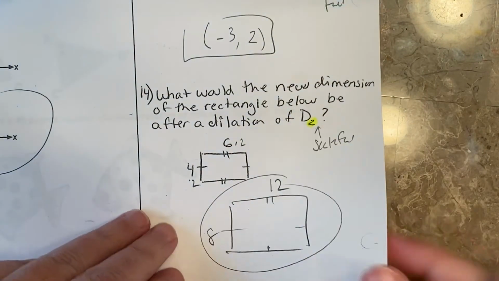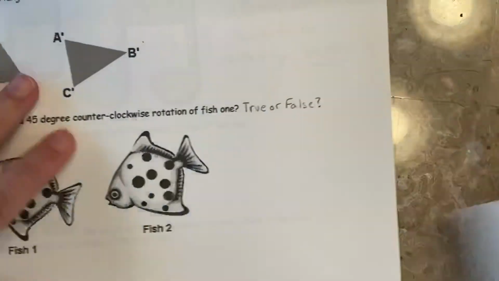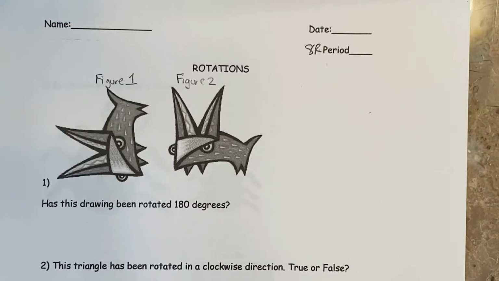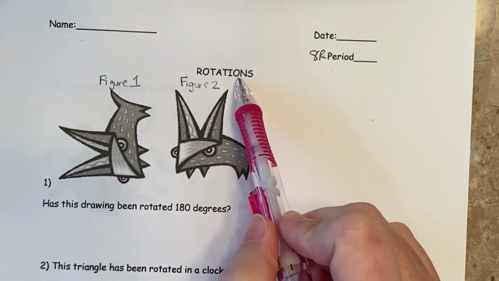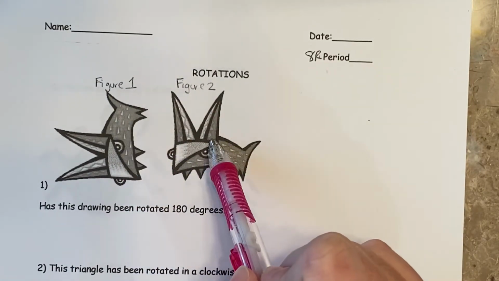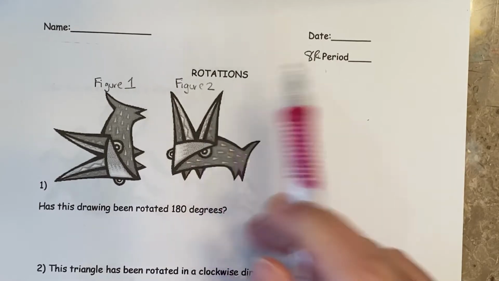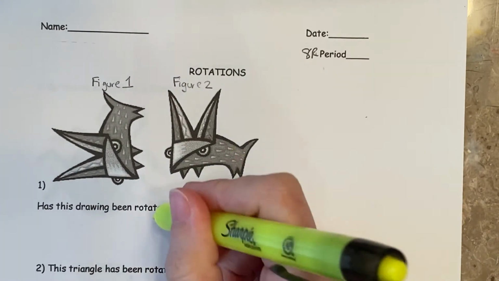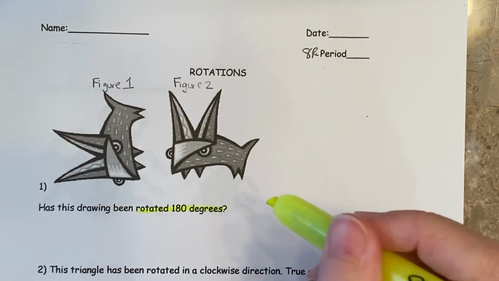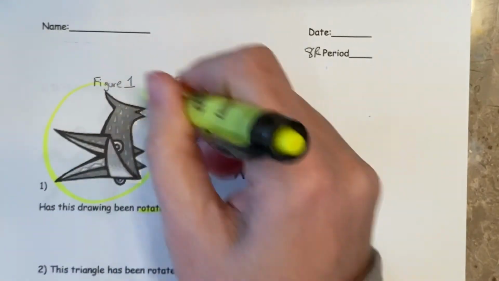Right, next page. So far, so good. All right, so we got some pictures now. So we're just focusing on rotations. This is figure 1. This is figure 2. How do we get from this one to this one? So it wants to know if it's drawn 180 degrees or rotated 180 degrees. So focus on this one.